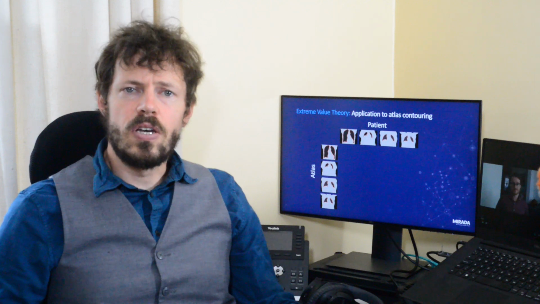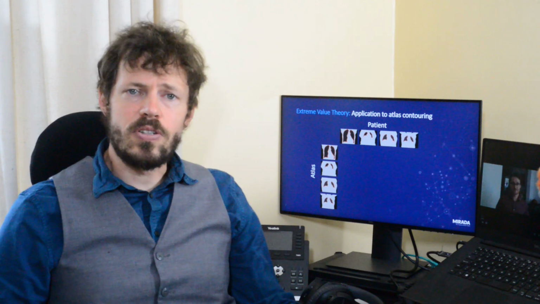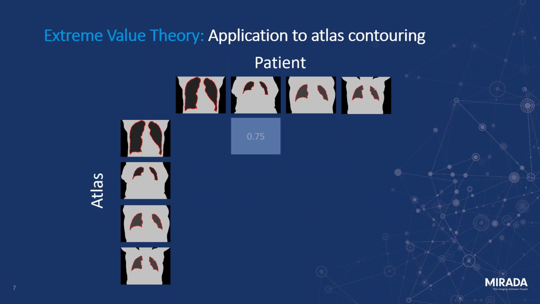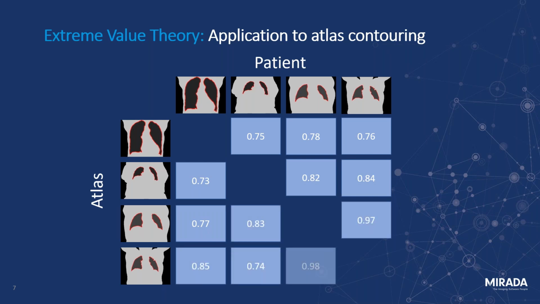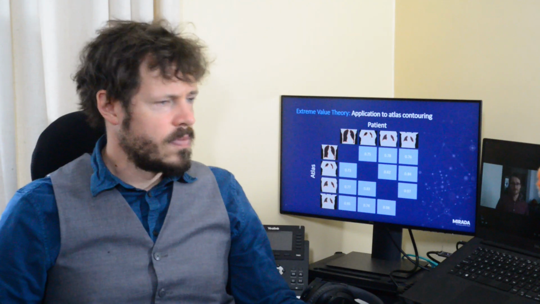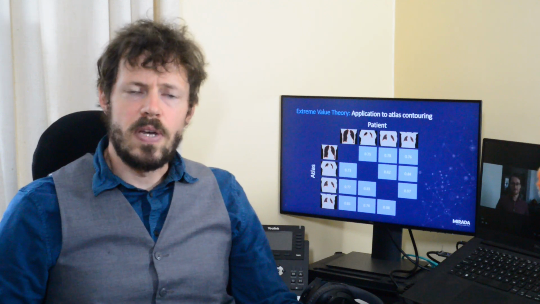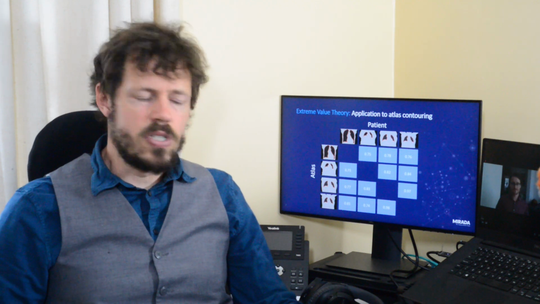Taking each atlas in turn and treating it as a patient, they performed a registration to all the other atlases. Because our patient also has a contour in this case, we can measure performance. So then we end up with a matrix of the performance for every atlas against every other atlas. We ignore the diagonal, as there's no point registering a patient to itself. Now, if we had a symmetric registration, we might expect the upper triangle to be symmetric with the lower triangle. If we don't have a symmetric registration, we may find slight differences.